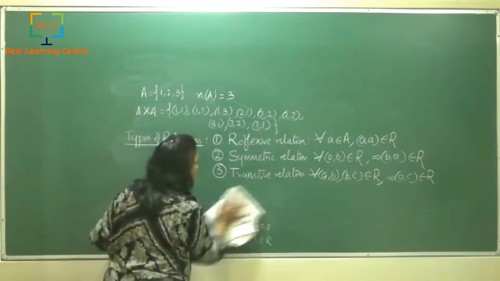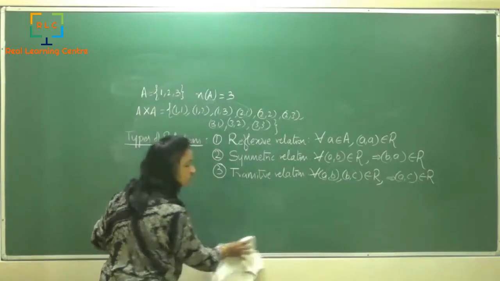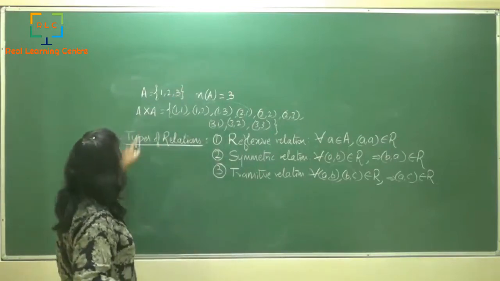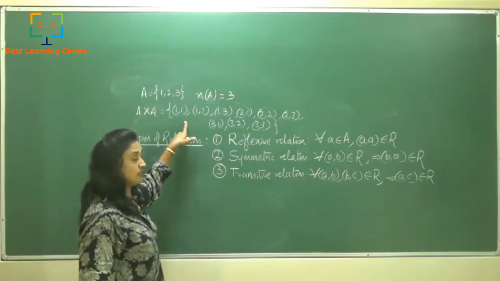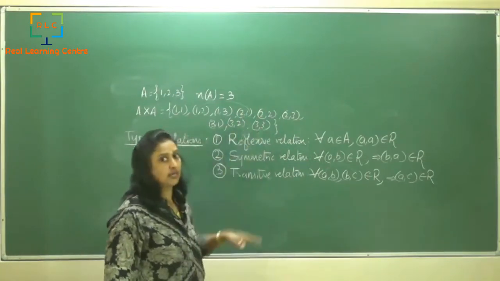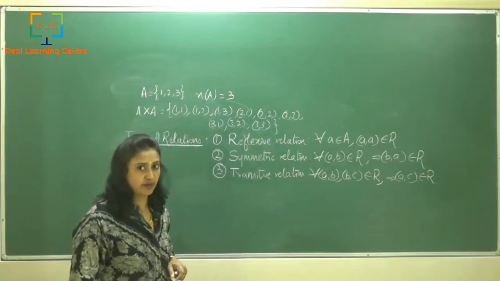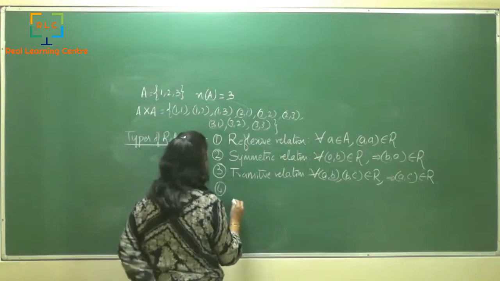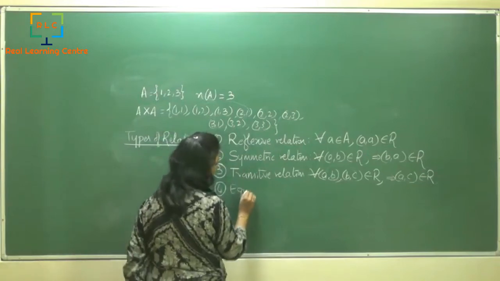Now children, if one particular relation is just like our A cross A, if this relation is reflexive, symmetric and transitive, as we see in this case, it is said to be an equivalence relation. So that's one of the most important ones you have, the equivalence relation.